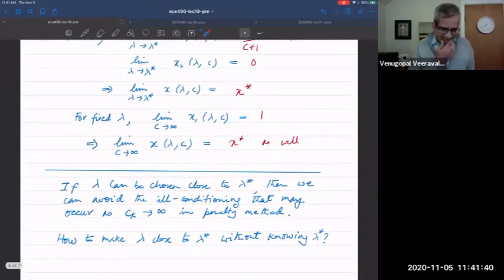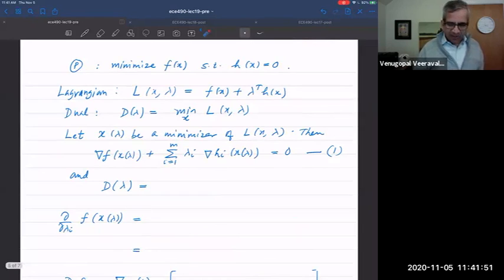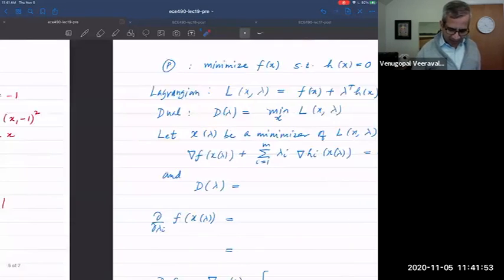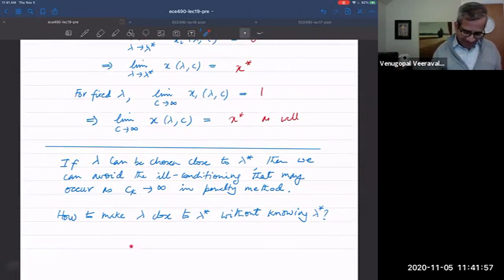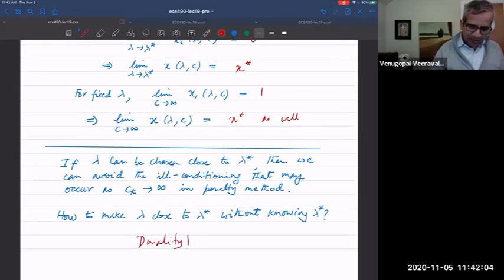So the thing is, if lambda can be chosen close to lambda star, then things are nice. So how do we make lambda close to lambda star without knowing lambda star beforehand? That's where duality comes to the rescue. We'll use duality. So how do we use duality?